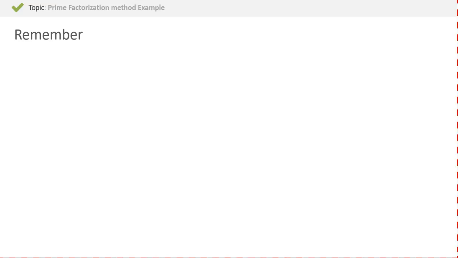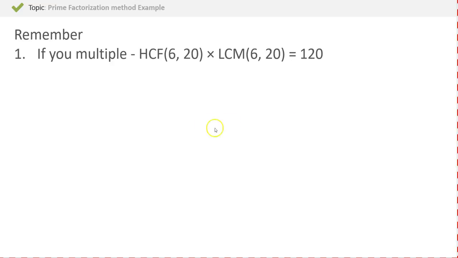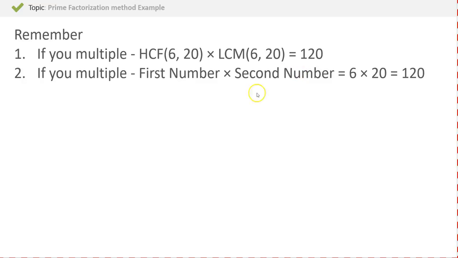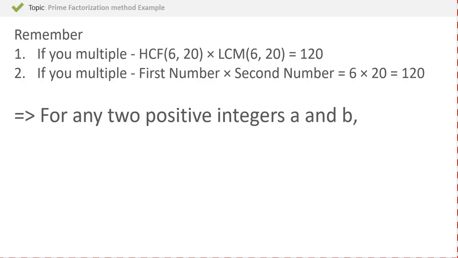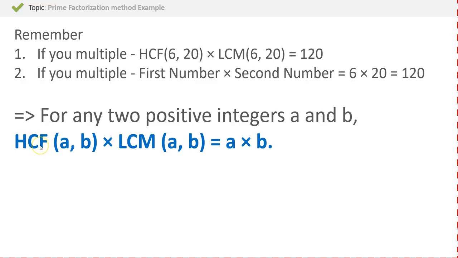Similarly, you need to remember, if you multiply the HCF of 6 and 20 and the LCM of 6 and 20, what you get is 120. If you multiply the first number and the second number, which is nothing but 6 and 20, you also get 120. So remember, for any two positive integers a and b, HCF multiplied by LCM is equal to the multiplication of the numbers themselves.